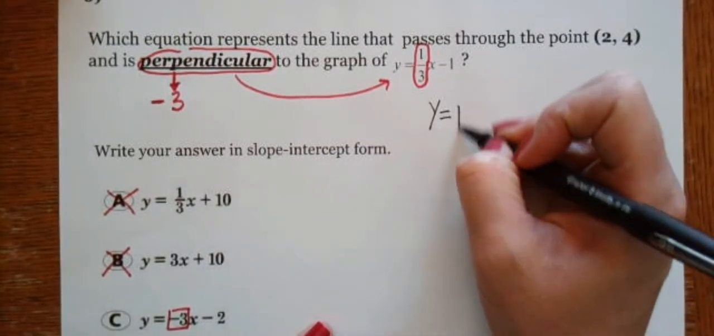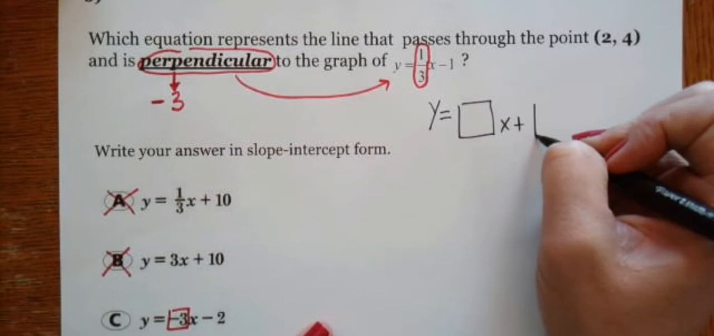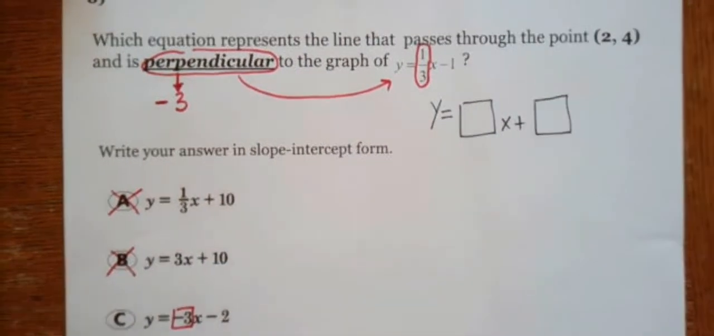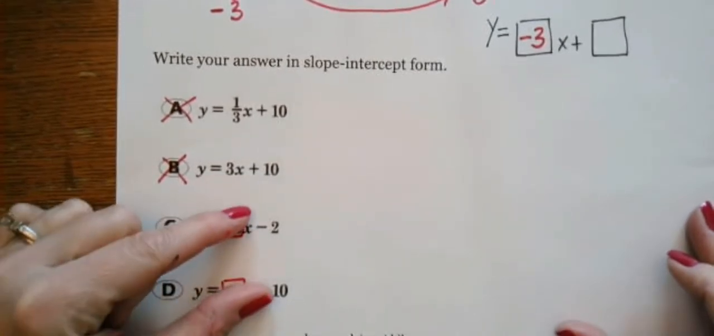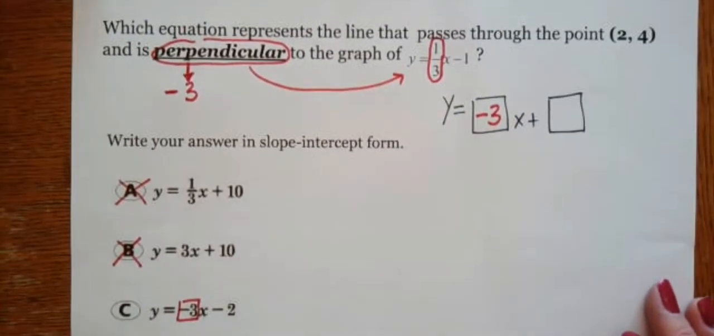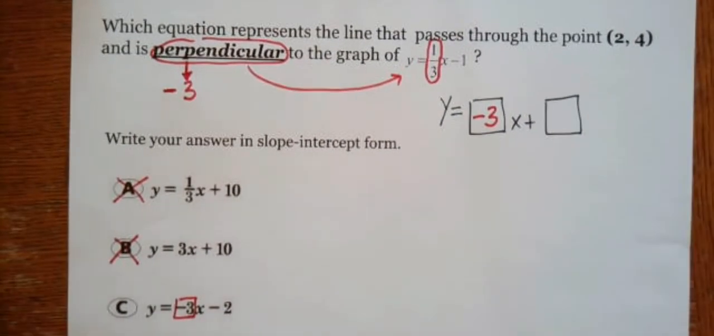Y equals slope X plus intercept. Okay, what do I know? I know the slope has to be negative 3, right? But I don't know if the intercept's going to be negative 2 or 10. I'm not sure. What information are they asking here for?